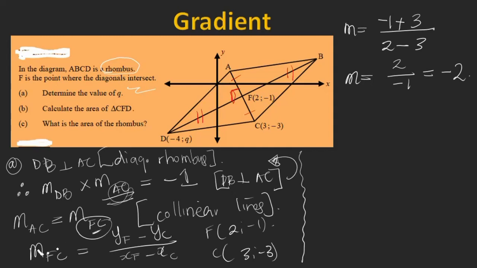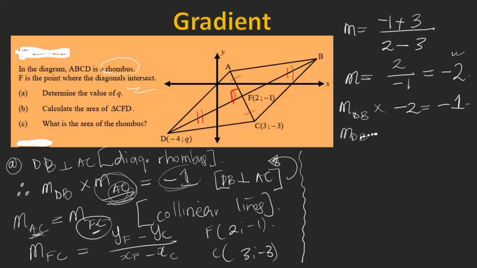And then we said the gradient of FC is equal to the gradient of AC, right? So now I can go back to this equation that says gradient of DB multiplied by the gradient of AC. We said the gradient of AC is equal to the gradient of FC, and the gradient of FC, I just found it to be -2. So here I'll put -2. This is equal to what? -1. Right? Now I just solve for the gradient of DB.